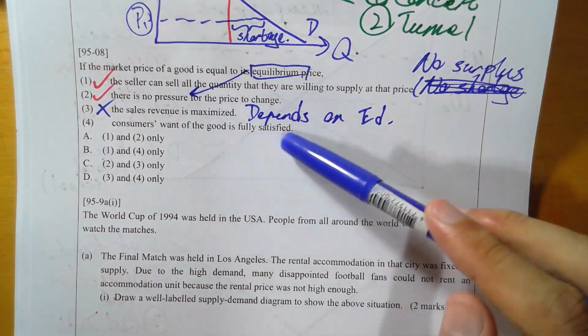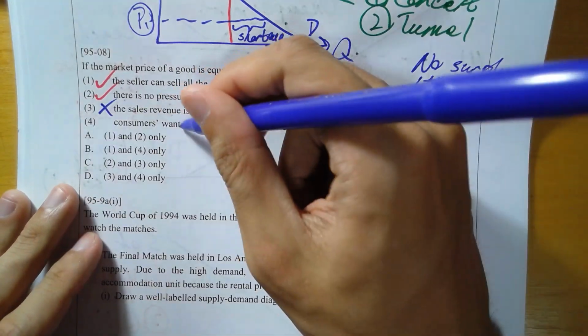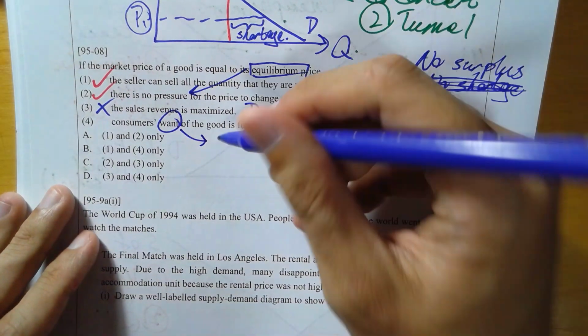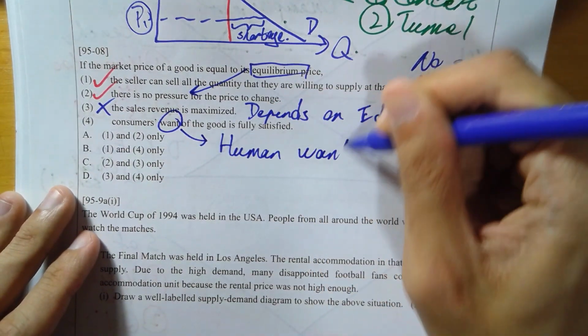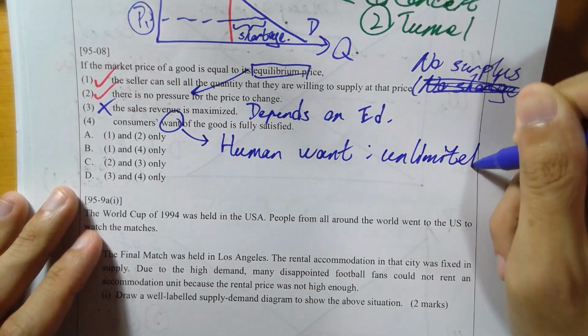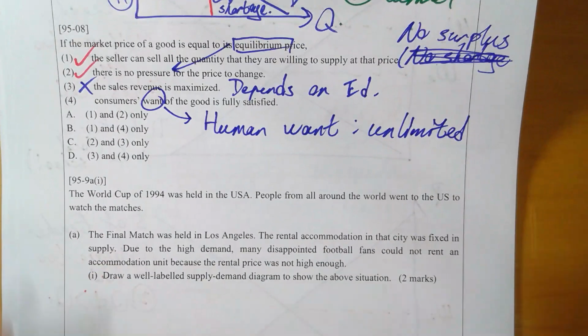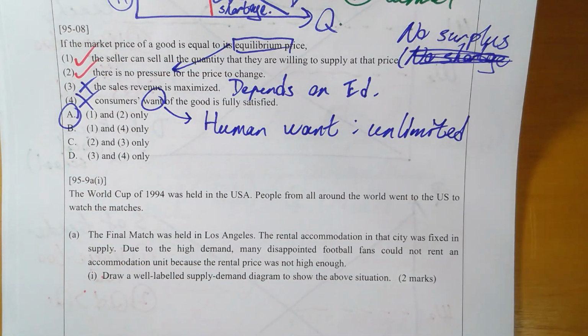Consumers' wants of all goods are fully satisfied. 唔係喎。Remember, when we talk about wants, we know human wants, like you guys always mention, are unlimited. 係咪啊？It can never be fully satisfied. 係咪啊？So this one is also incorrect. A is the answer. Okay?